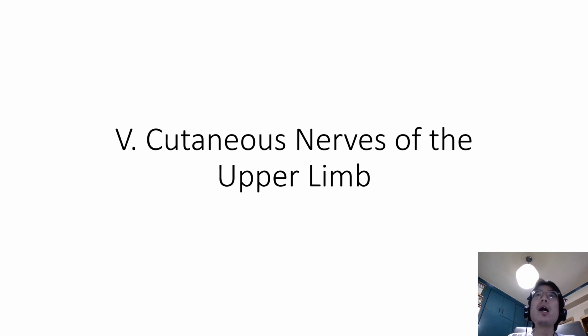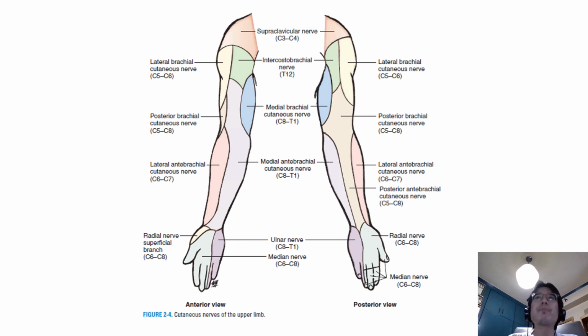Focusing now on the cutaneous nerves of the upper limb, it is easier to study the cutaneous nerves of the upper limb by adopting a proximal to distal fashion. Starting with the supraclavicular nerve, the supraclavicular nerve arises from the cervical plexus, C3 to C4, and it innervates the skin over the upper pectoral, deltoid, and outer trapezius areas.